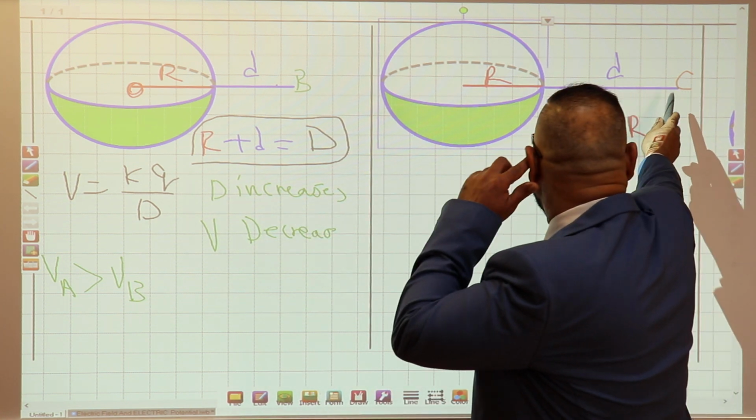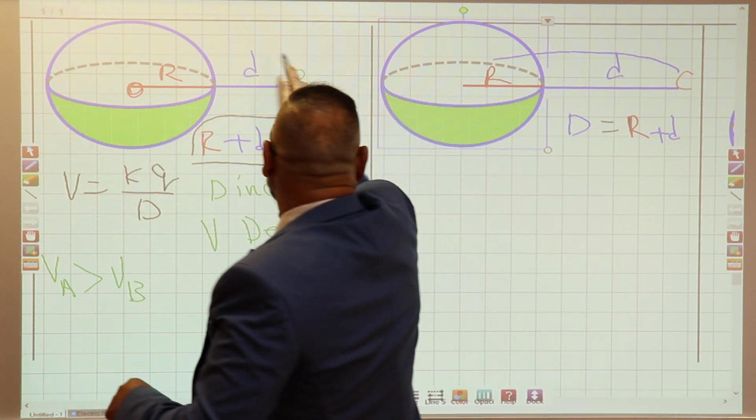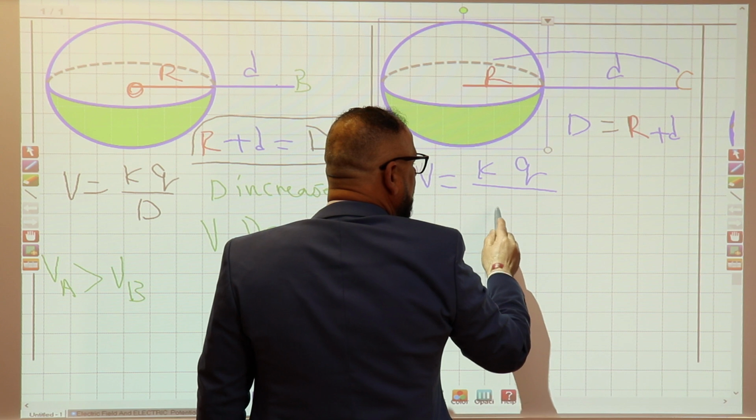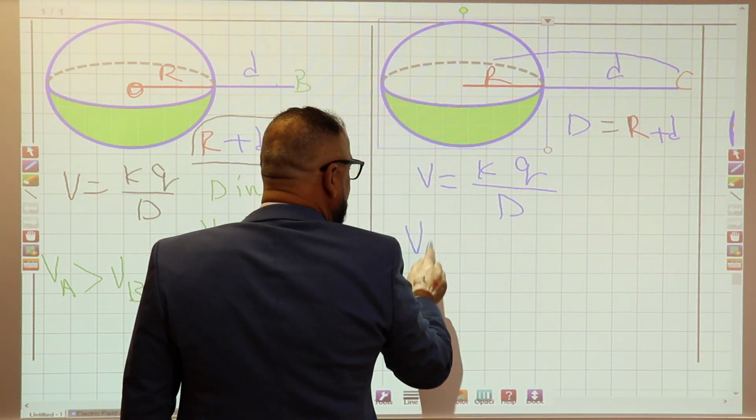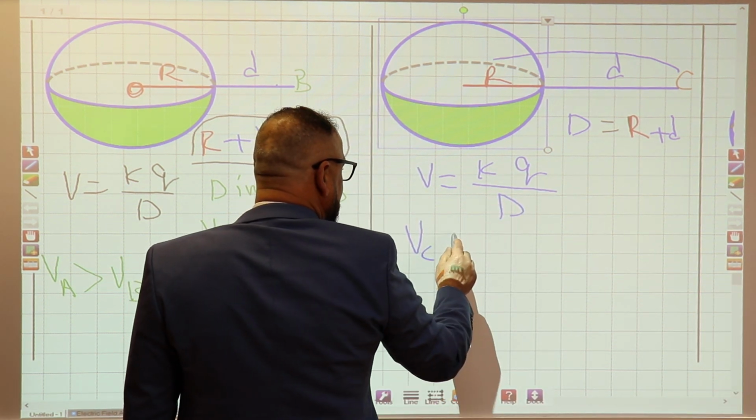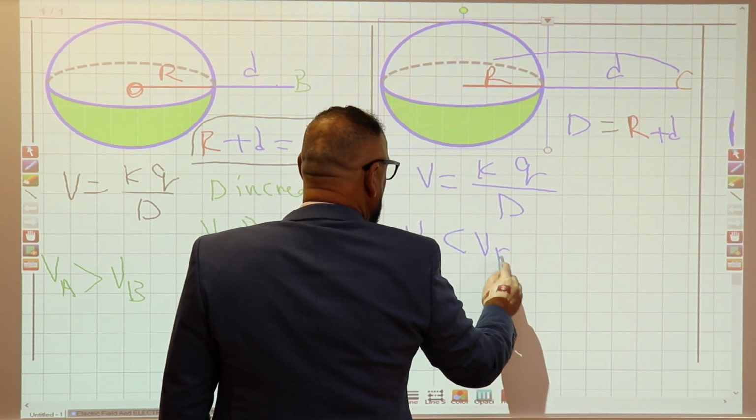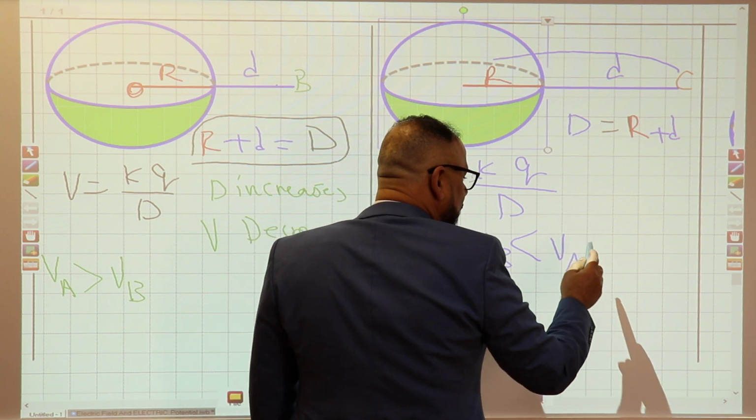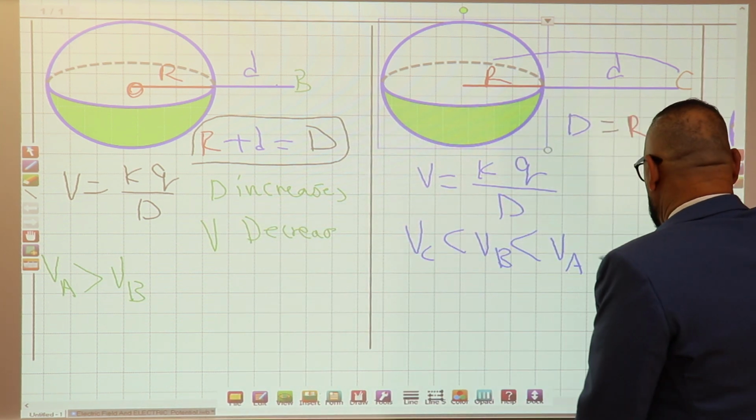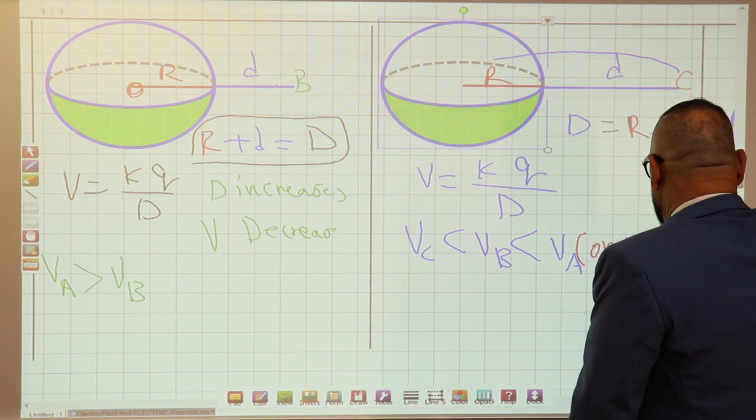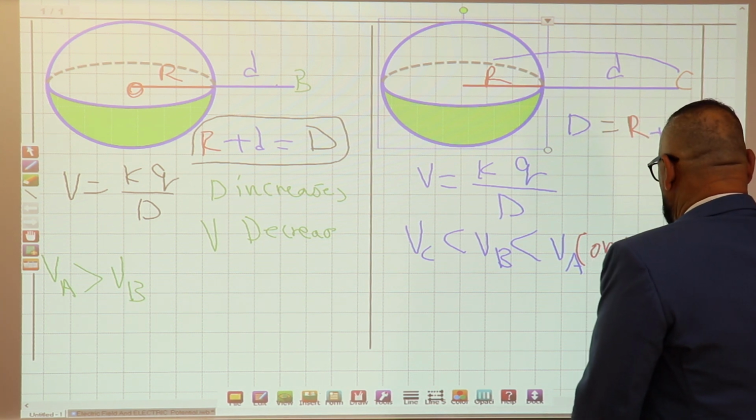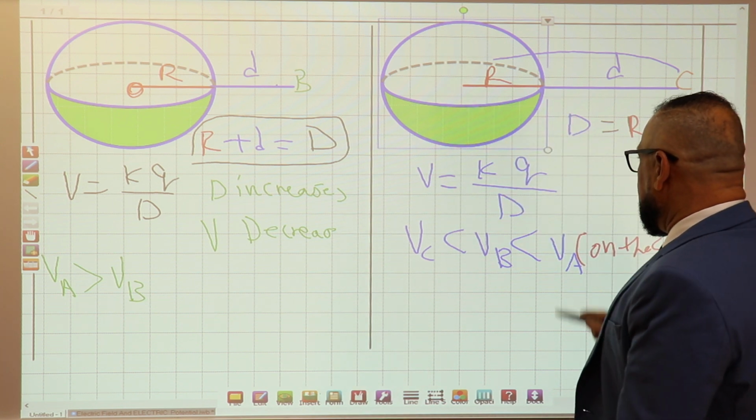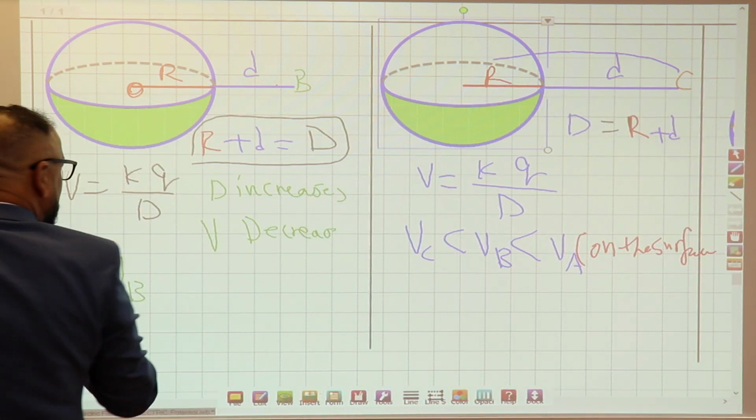You see the distance from here to here, and the distance. Then V, the same formula, KQ over D. Then VC is less than VB, and VB is less than VA. But VA is on the surface. On the surface, from here to here we have the same value. Now let us see how we can graph this.